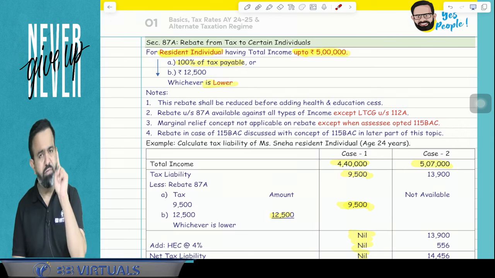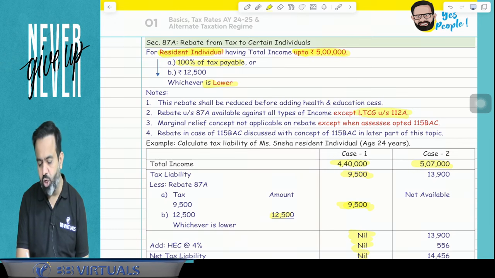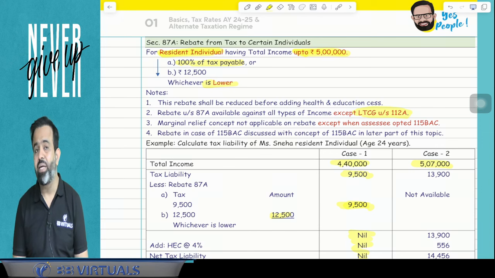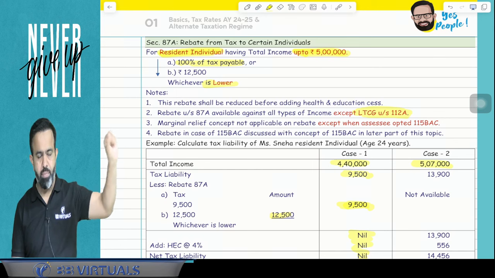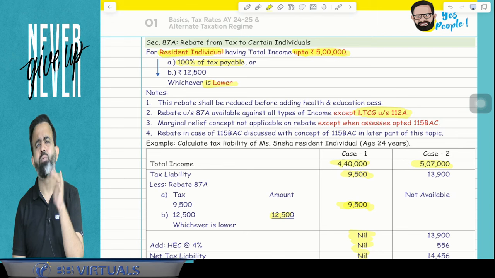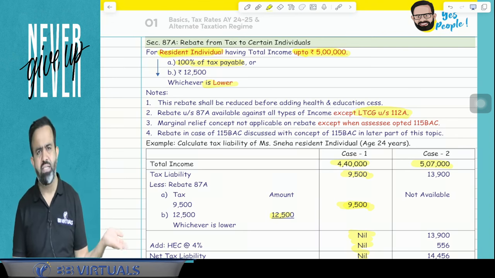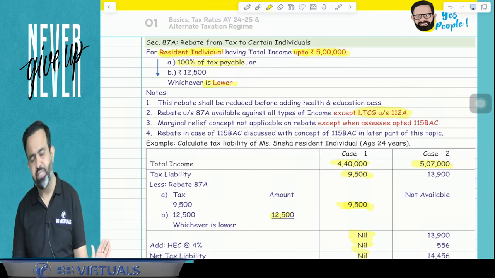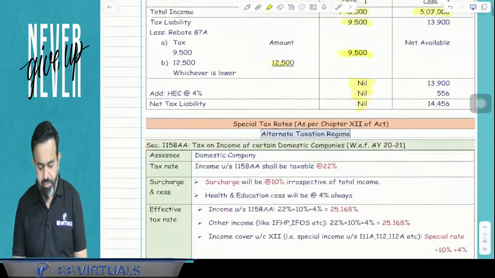But guys, there is only one exception. If you are having long-term capital gain 112A, then this rebate is not available. So against long-term capital gain 112A, share market long-term capital gain, this rebate is not available. Why? Because guys, on long-term capital gain 112A, you know that up to 1 lakh there is no tax, only in excess of 1 lakh there is a 10% tax. That's why they have said that if you are having long-term capital gain 112A, then this particular rebate under section 87A is not applicable. You got my point or not?